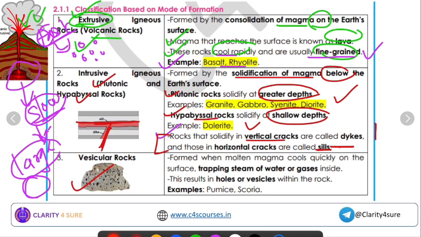Vesicular rocks are formed when the molten magma cools quickly on the surface, trapping the steam of water or gases inside. But that steam or water is going to eventually exit out of that rock, leaving this cavity, this vesicle, these holes, and giving this particular look to the rock. So they are called what? Vesicular. These cavities or holes are called vesicles. So these are vesicular rocks, which are formed because they trap some steam and water inside them, and after that steam and gases leave, the cavity is formed. Examples are pumice and scoria.